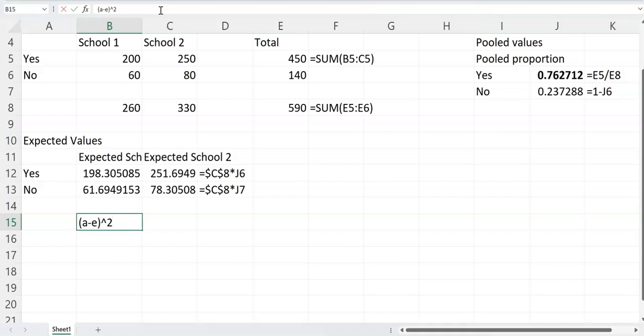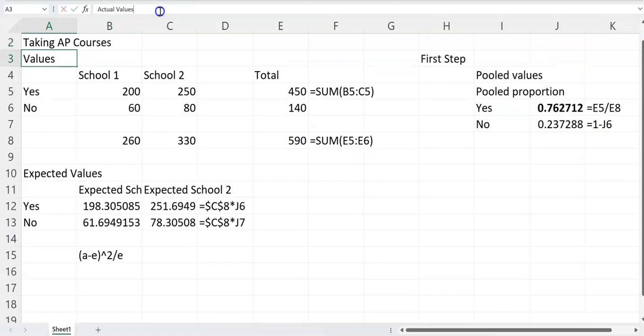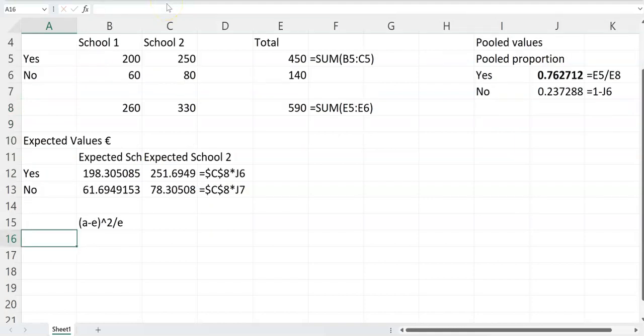Then we are going to square it and then divide that by the expected values, where actual values I'm calling A, and expected values I'm calling E. So we're going to calculate how far each of these expected values is from the actual values. All the other things stay the same for yes, no, school 1, school 2. So we are going to calculate equals to.